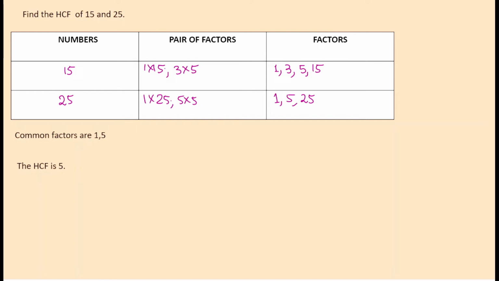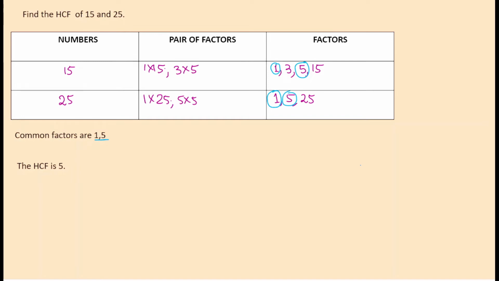Let's find the common factors of 15 and 25. There are two common factors, that is 1 and 5. Which one is the highest among all the factors? Of course, 5. So the HCF is 5. This is how we find the HCF of two numbers.